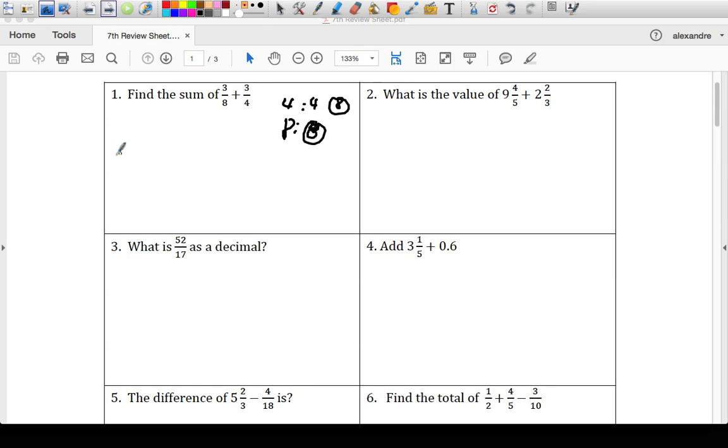Okay, so we're going to change both fractions so that they have the same denominator. So this one is already 8, so we don't have to change. But this one was times 2, right? So I go times 2 on the top, and I get 6. 9 over 8.